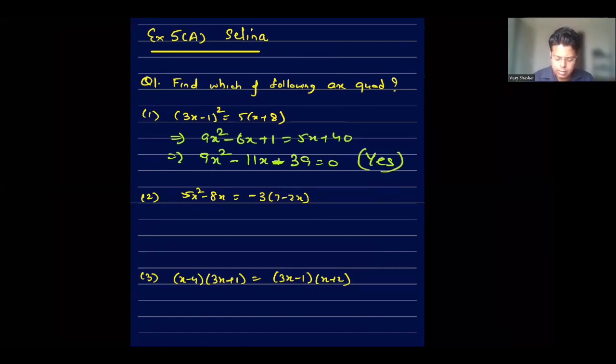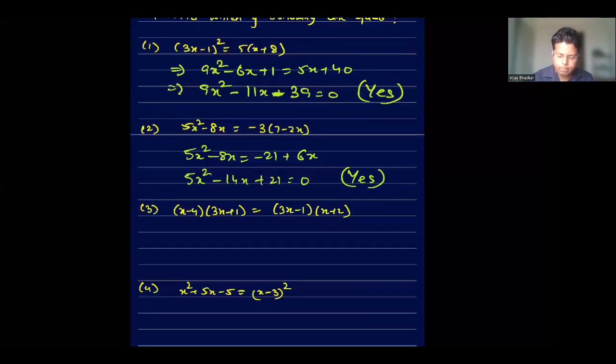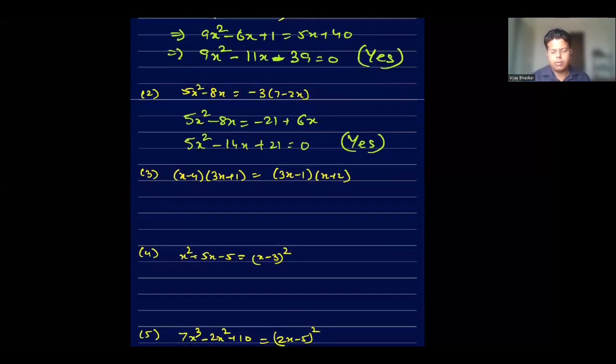That's why. Second question, 5x square minus 8x is equal to minus 21 plus 6x. Correct. When I rearrange, I can directly tell the answer. It is a quadratic equation, but still if I rearrange it, I will get it in the required format. So yes, this is also a quadratic equation. Third question, is this a quadratic equation?